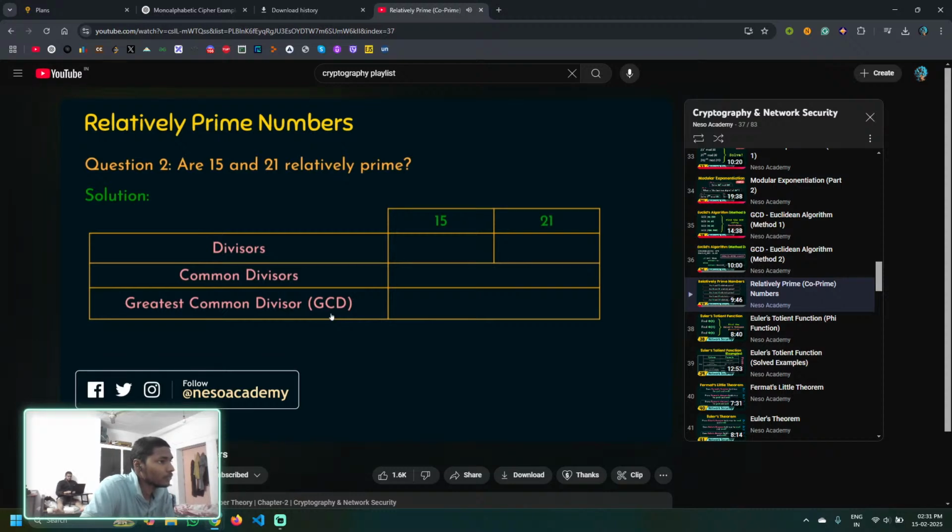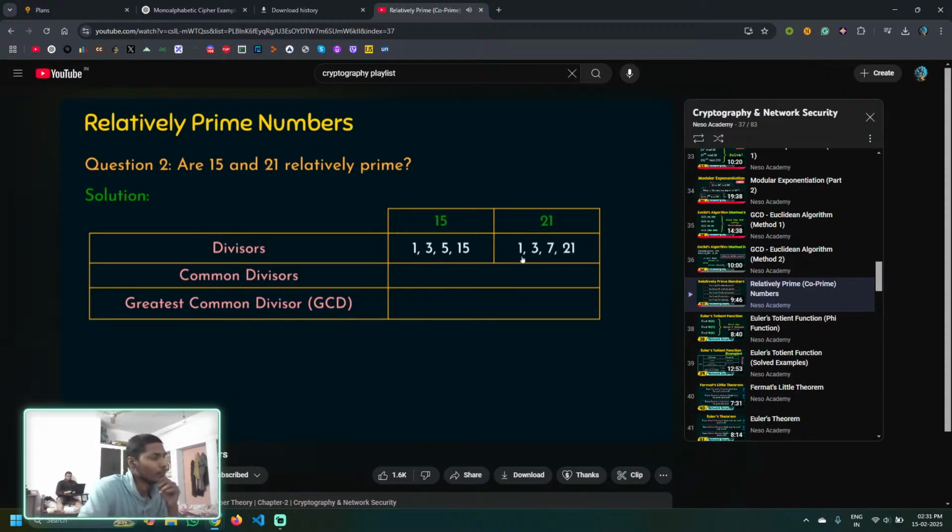We are going to find the factors for 15. The factors for 15 are 1, 3, 5 and 15. And what about the factors for 21? The factors are 1, 3, 7 and 21. I already told you factors are also referred to as divisors. So we have found the factors for 15 and 21. Now we will find the common factors or common divisors. Here we have 1 and 3, here also we have 1 and 3, and no other numbers are matching. So the common factors or common divisors are 1 and 3.